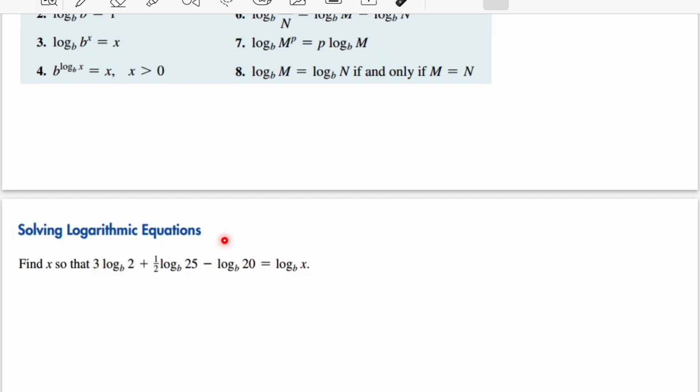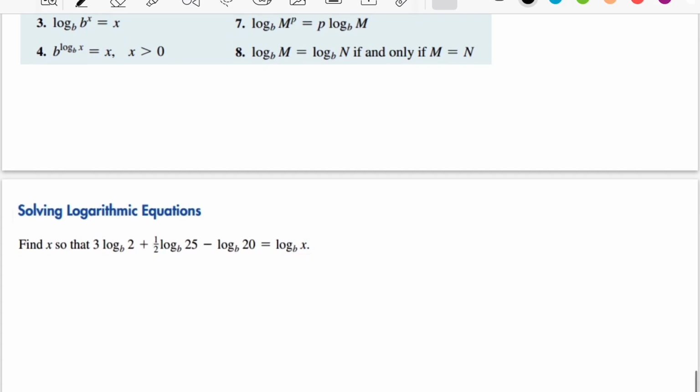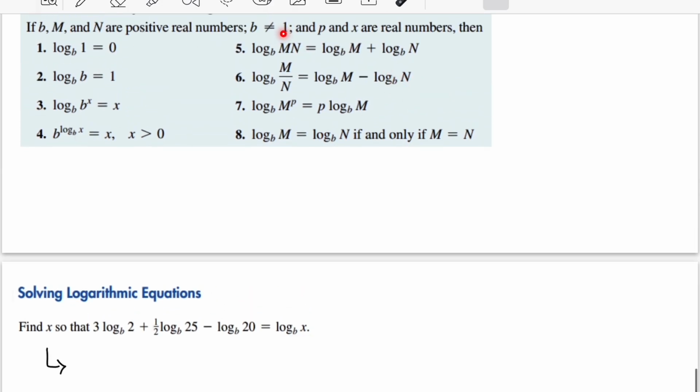We're given this big equation here, and we want to find x. So I'm going to start with rewriting this here in terms of some of the properties that we see up here. The first being that we have this 3 times log base b of 2.